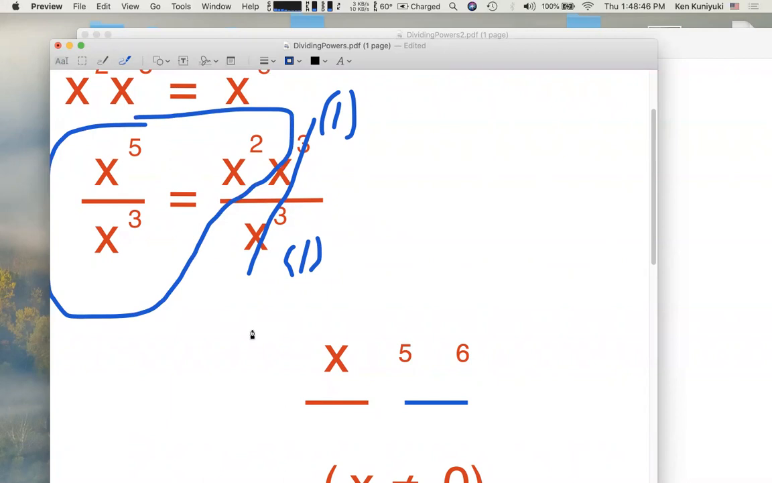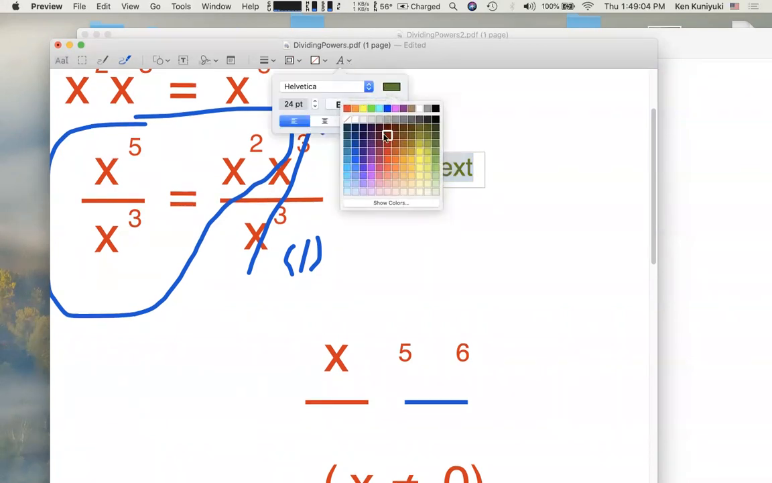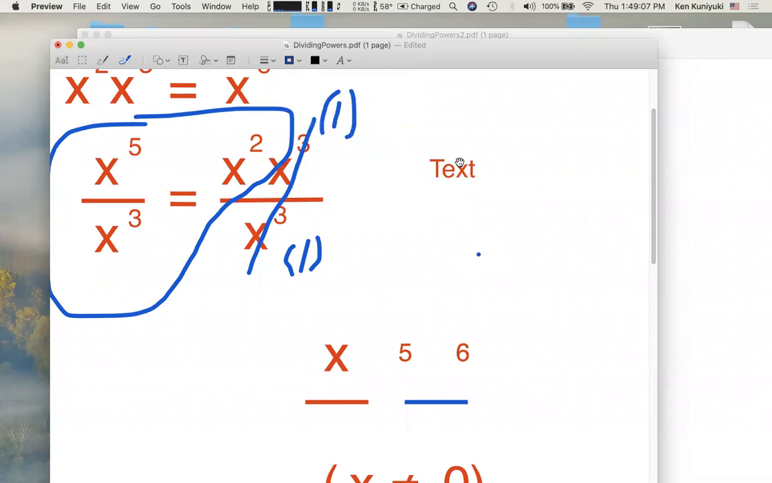Again, I should write this as a separate step. But look at this. When you divide powers of x, it looks like you subtract the exponents. 5 minus 3 is 2. There's another way of looking at this. What is x to the fifth? It's x times x times x times x times x. Fraction bar. What's x to the third down here? That's going to be x times x times x.